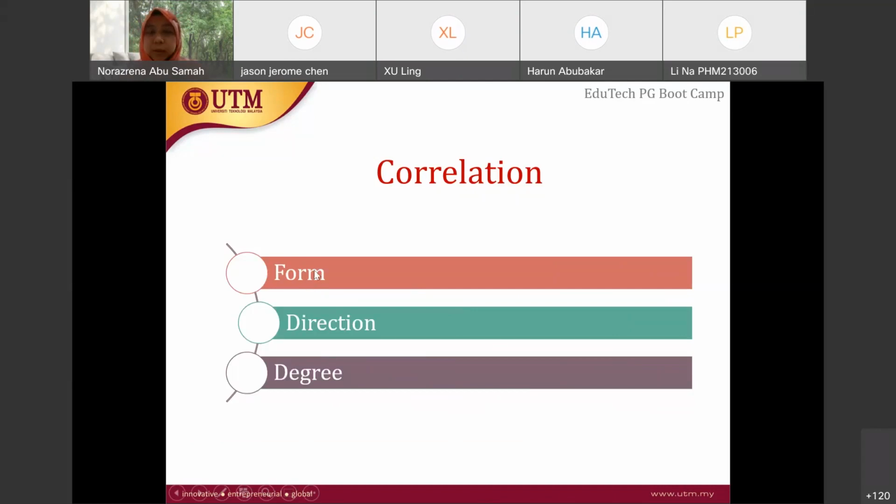For correlation, the form is linear. We normally use linear or non-linear. And then the direction: is it positive or negative? So you know, right? The positive correlation.